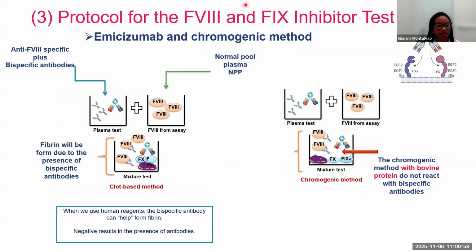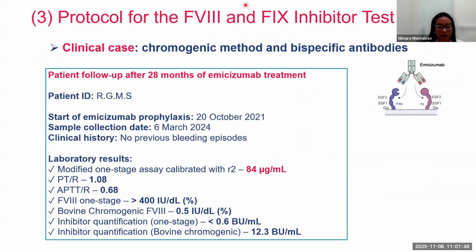Just to finish my talk, I would like to explain a little better what happens with emicizumab. When you have bispecific antibodies together with the antibodies you want to detect, and you put them together with the normal pool plasma, the fibrin that you see at the equipment is due to the presence of the bispecific antibodies. So here you can have negative results even if your antibody is there. To solve that, you need to use the chromogenic method with bovine reagent, because the bovine proteins do not react with the bispecific antibodies, with the emicizumab. In this situation, we can have the right result.